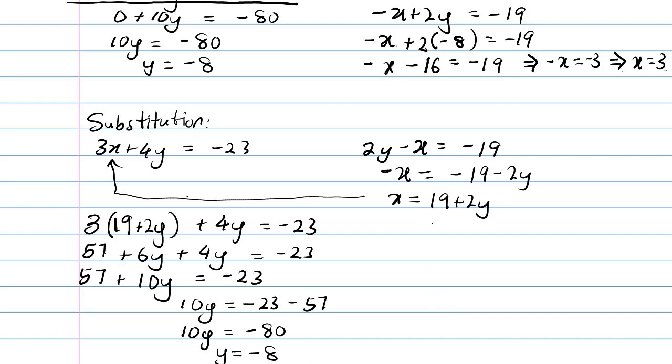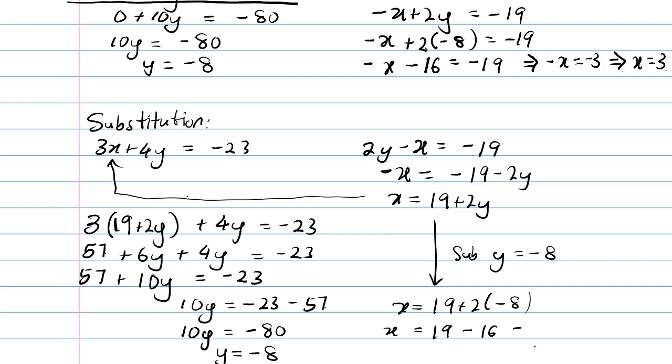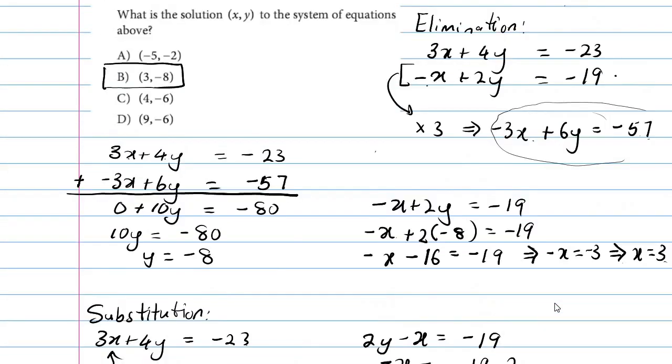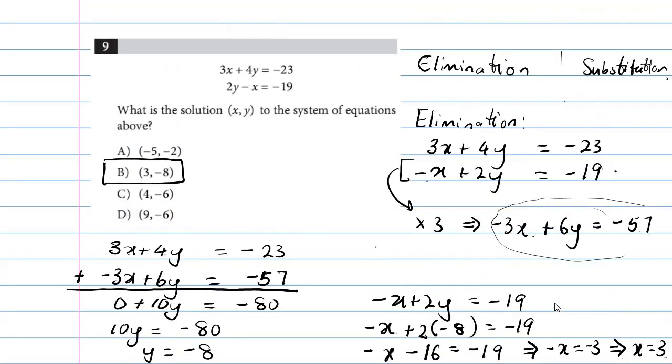Alright, so how do you find x? So this is the equation, right? So sub y equals negative 8 here. x equals 19 plus 2 times negative 8. So this is x equals 19 minus 16, and this gives you 3, the same answer that we got earlier with the elimination.